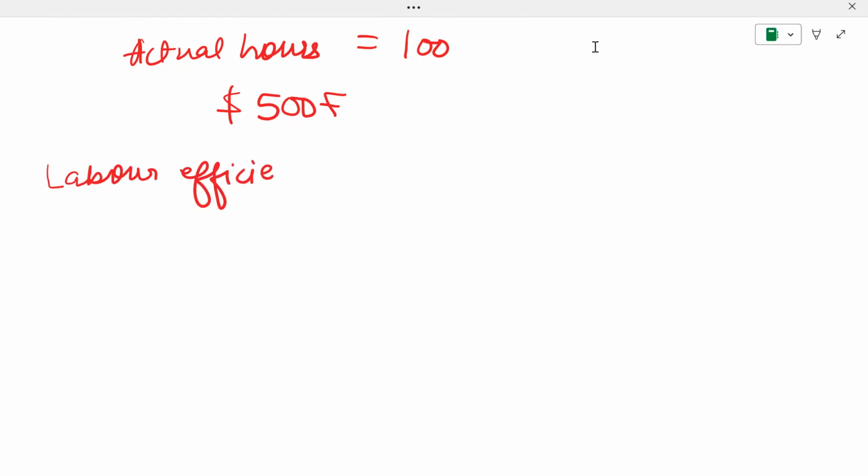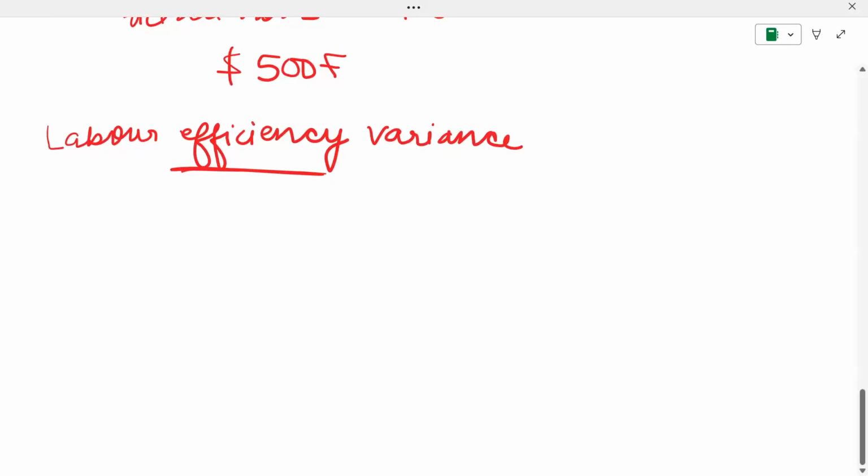Let's also talk about the labor efficiency variance. So over here, lay emphasis on efficiency. We are trying to find out how efficient the labor is. So to find that out, you are going to see how many hours the labor should be taking for the production. So the standard hours and the actual hours that they have taken. So we are doing a comparison.